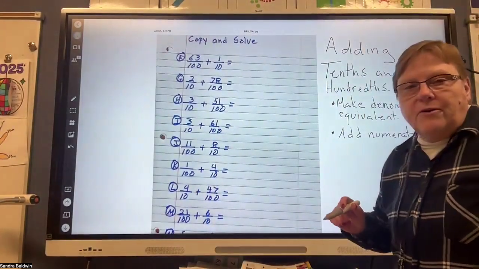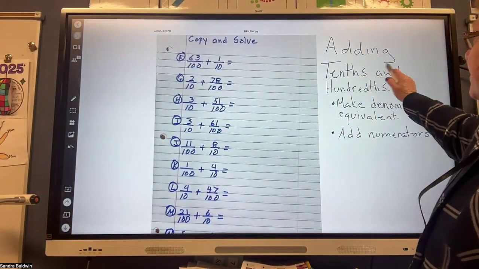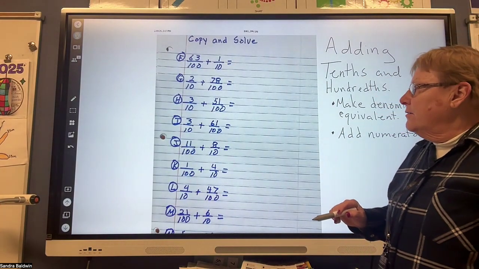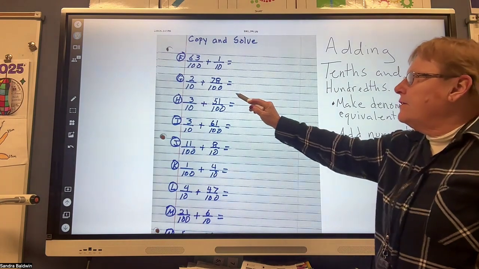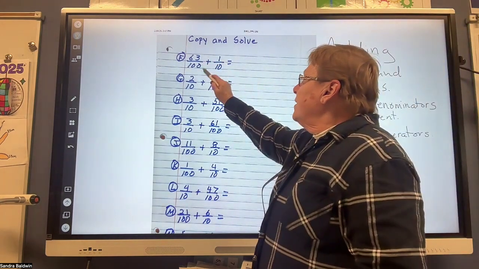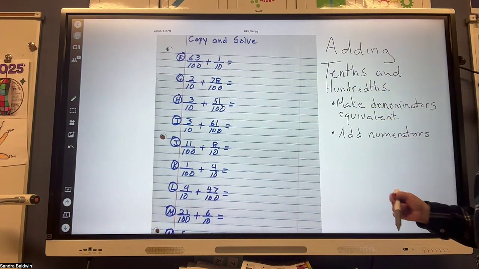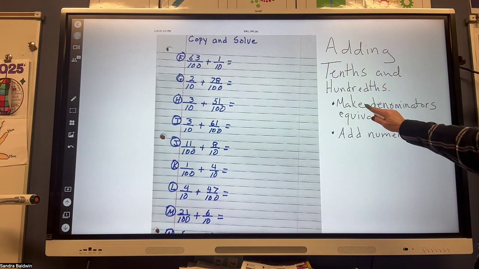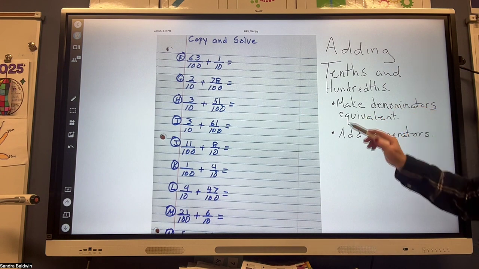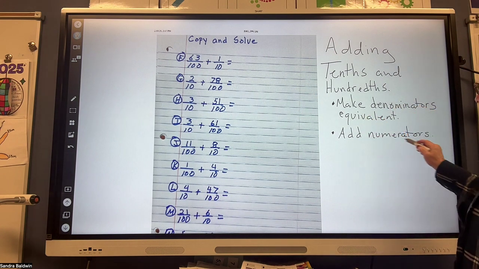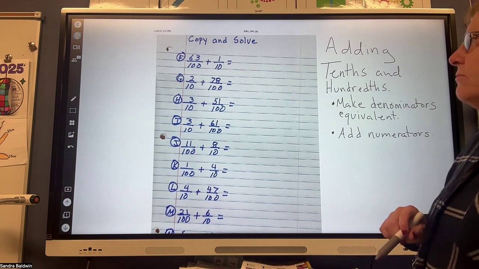So in class today, we talked about adding tenths and hundredths. If the denominator is different, for instance, 63 hundredths plus 1/10, there's two things that we have to do. The first, we need to make the denominators equivalent or equal or the same. After we do that, then we will add the numerators.